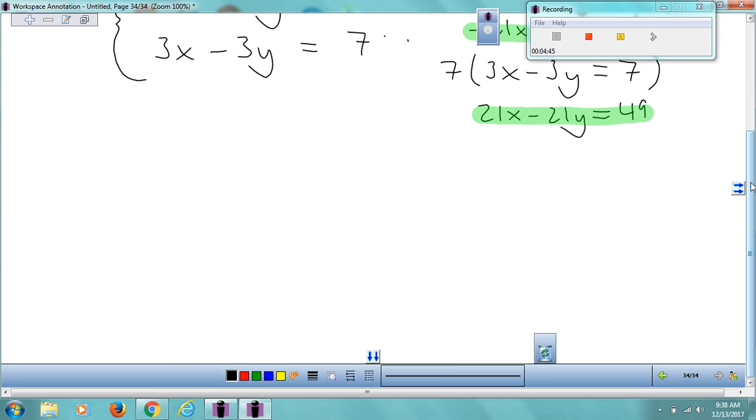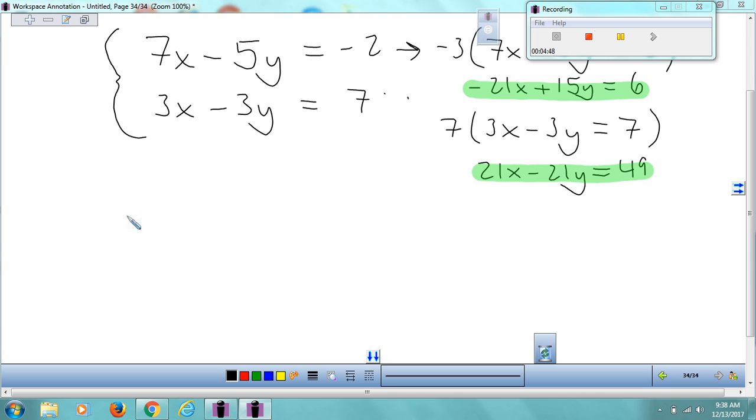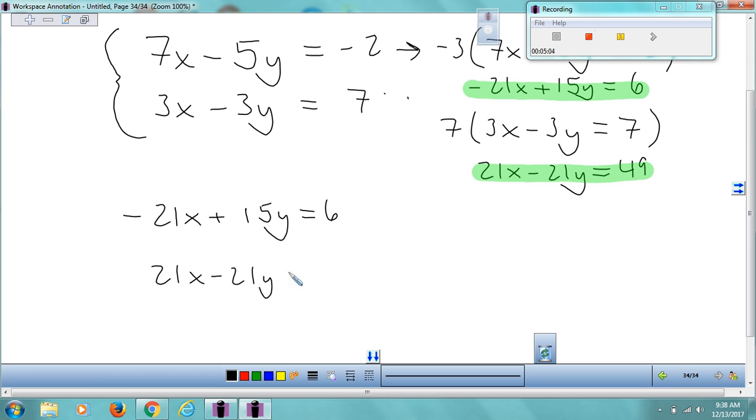Okay, I'm gonna rewrite these below. We got 21x plus 15y equals 6, and then we have 21x minus 21y equals 49. I'm copying this equation here. And I'm going to use the addition method to eliminate.